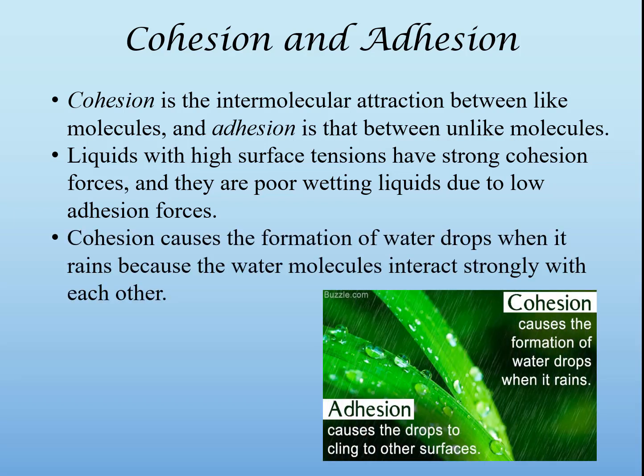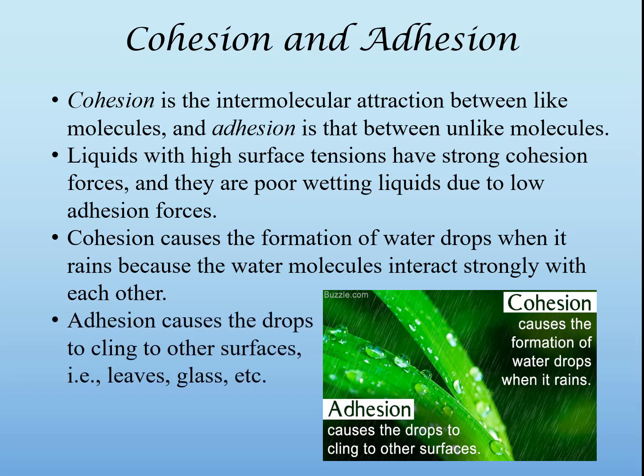So the example we look at here are water droplets. The cohesion causes the water molecules to stick together and form droplets. The adhesion forces in this case cause the drops to cling to other surfaces like glass or leaves, and resulting then staying behind on a plant.